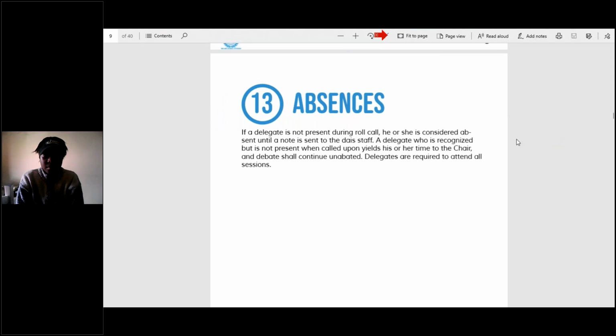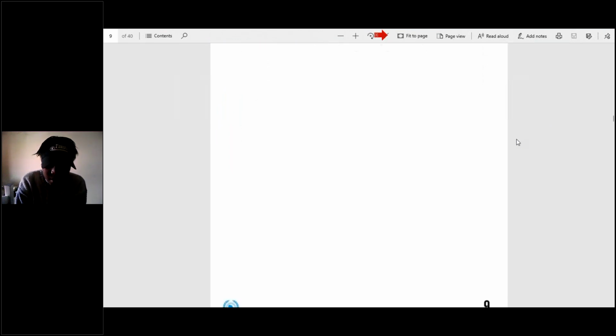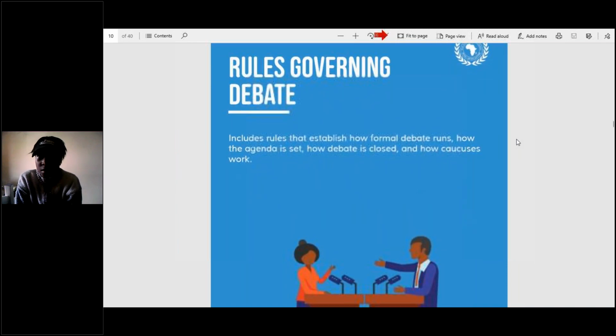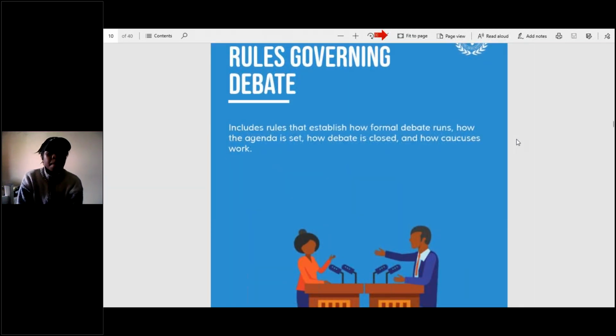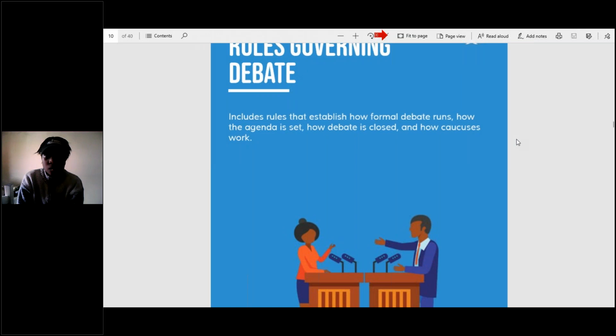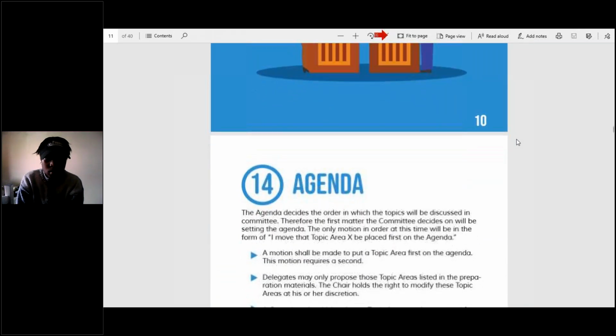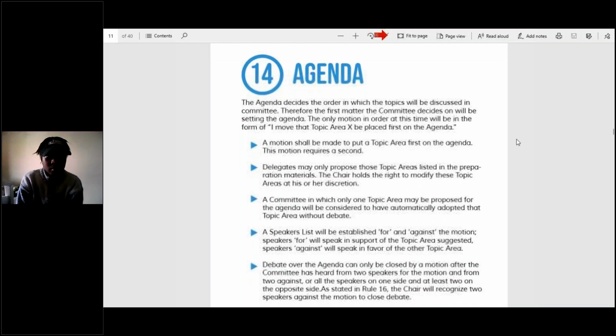I think we'll be covering 14 to 20 something. It's from page 10 to 20, sorry. So the rules governing debate. It includes rules that establish how formal debate runs, how the agenda is set, how debate is closed, and how caucuses work. So we'll get into the nitty-gritties of that, just the basics of it. And as you can see, there are two people there discussing, and that is how it is.